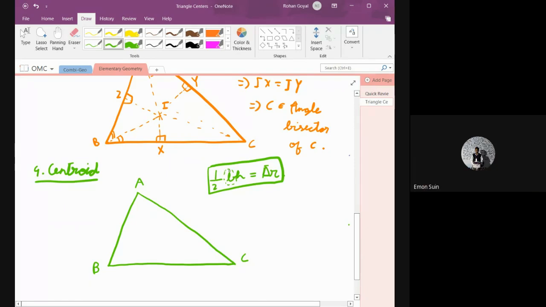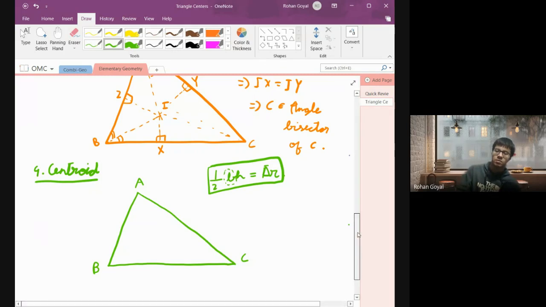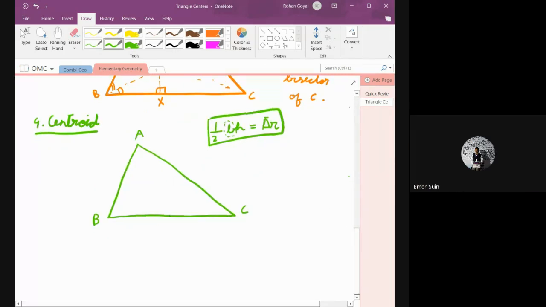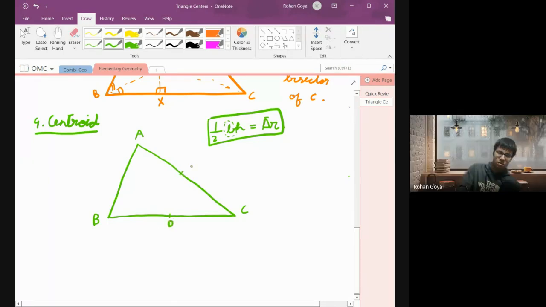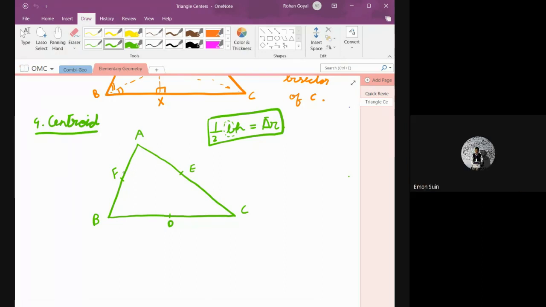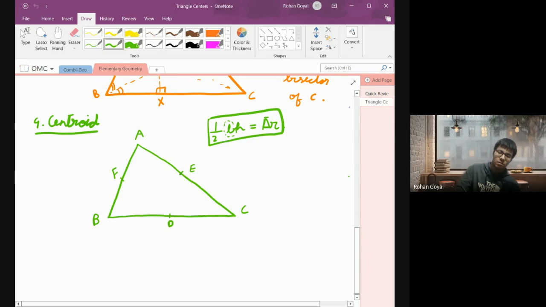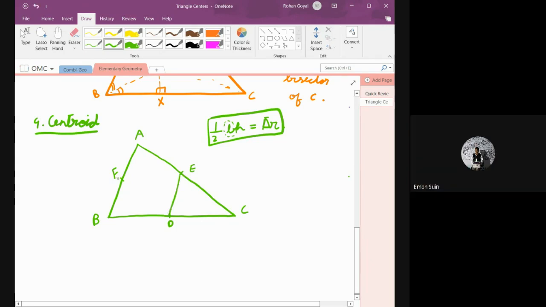We name the midpoints D, E, F respectively. Which are? D is the midpoint of BC, E of CA, and F of AB. All right. We join BE and CF and let their intersection be G. DE and CF. BE. Okay, sorry.